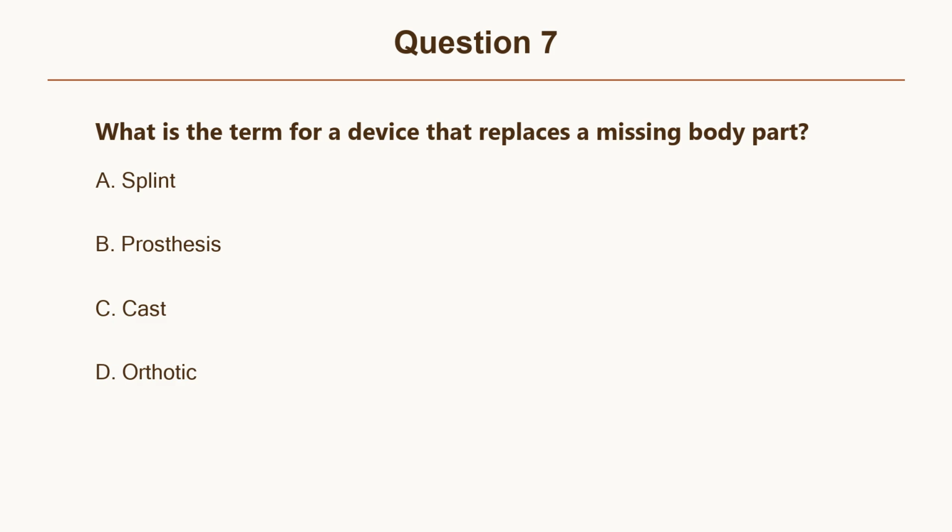Question 7. What is the term for a device that replaces a missing body part? Option A. A lent. Option B. Prosthesis. Option C. Test. Option D. Orthotic. The correct answer is option B. Prosthesis.